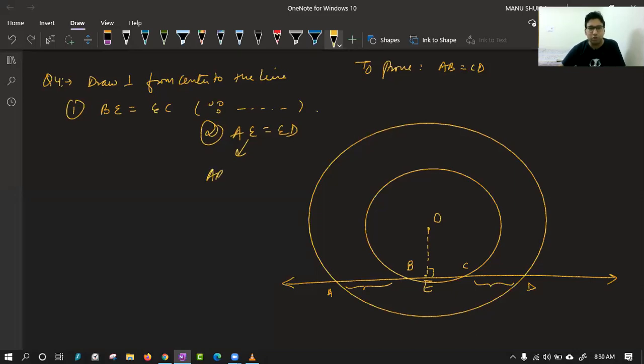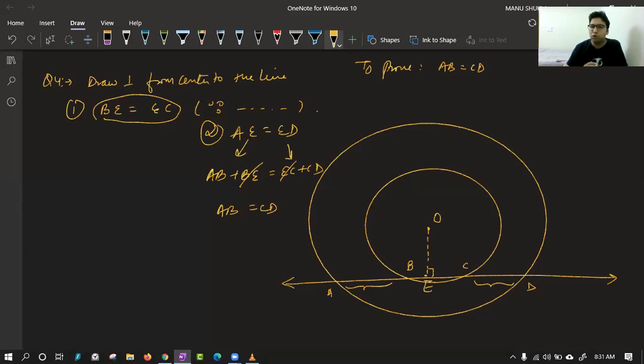What we can write this ED as? ED can be written as EC plus CD. Very good. And now from this one, we can say these two are equal, so they will cancel each other, and the answer remaining is AB is equal to CD, which needed to be proved. This was the short way.